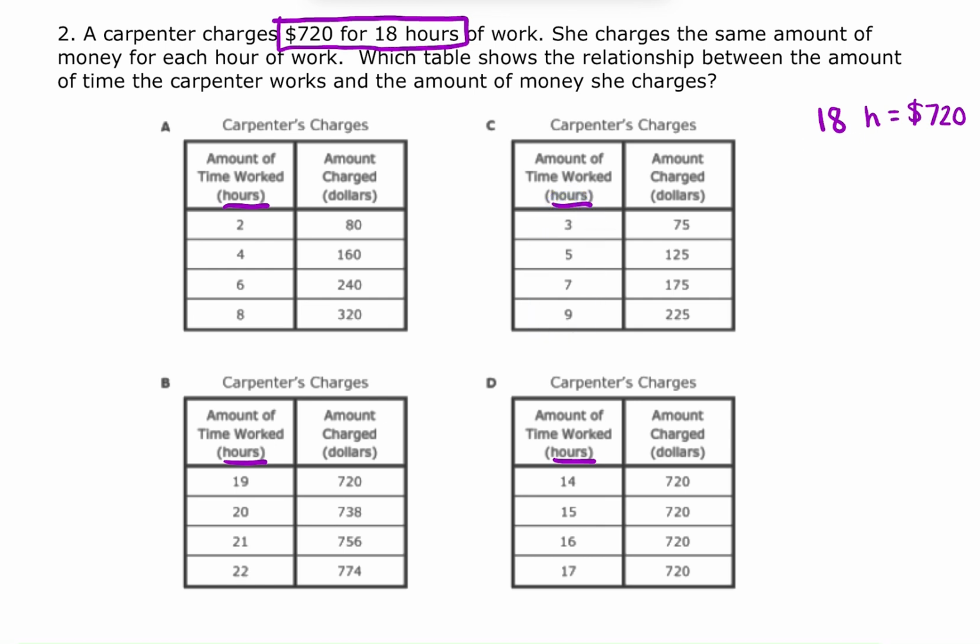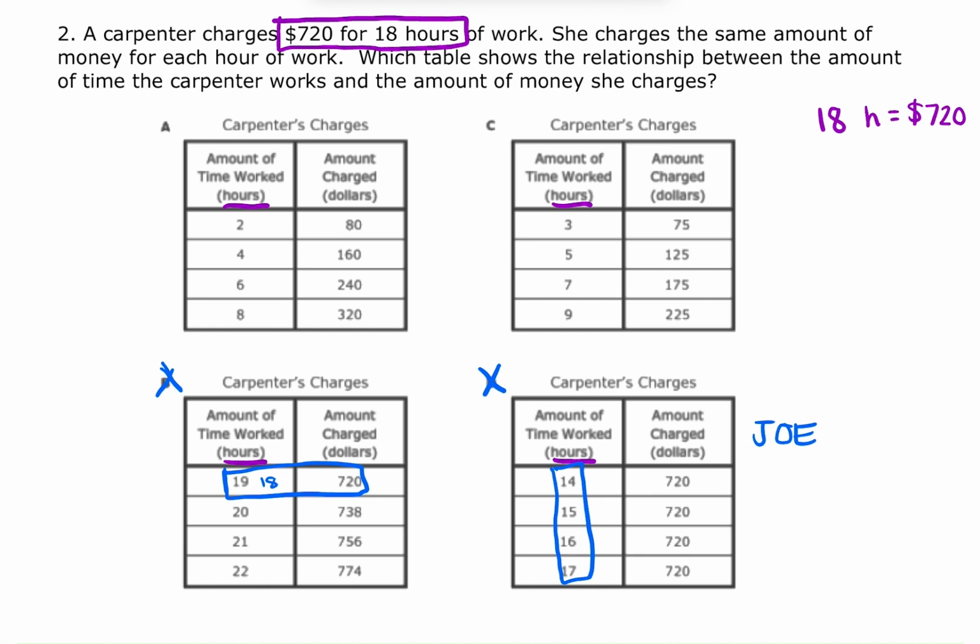But if I look at B, this one has 720, but it says for 19 hours. So that is really supposed to be an 18. So B is out. And then D over here says every hour is $720. So on this one, it doesn't matter how long the carpenter works, he's going to get paid the same amount of money. And we're definitely not going to work more, even though we're getting paid the same amount. So that is definitely a Joe in this situation. Okay? So now I am back between A and C.